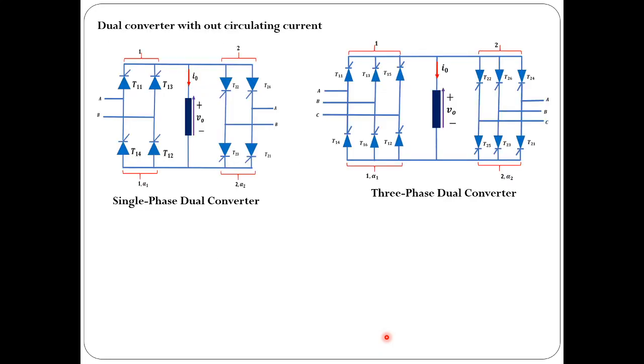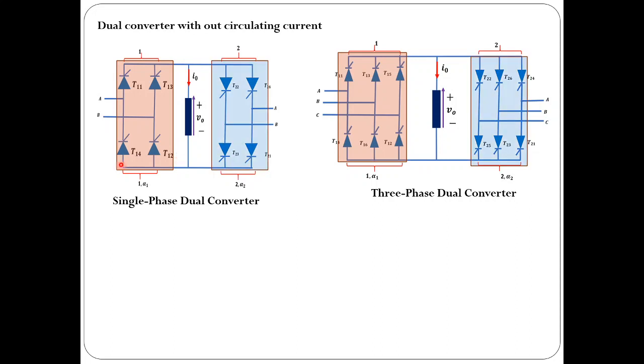Now let us see dual converter without circulating current. Now you can see this is a circuit diagram for single phase dual converter without circulating current, and this is the circuit diagram corresponding to three phase dual converter without circulating current. Now if you want to operate these two converters in without circulating current mode, then what we have to ensure? We have to ensure that one converter is operating at a time. Both should not operate at a time.